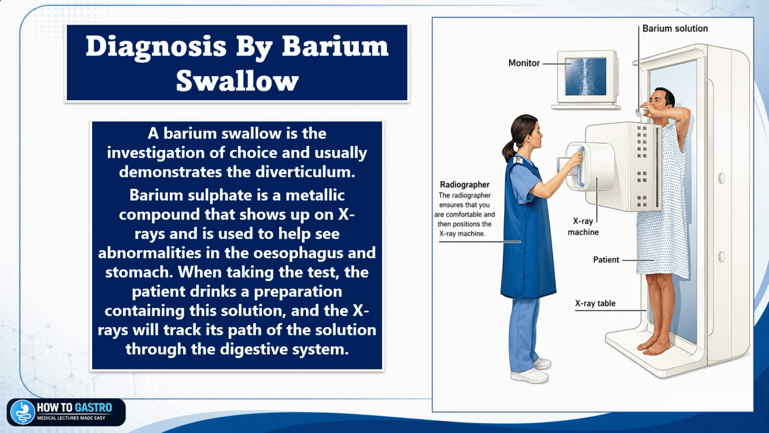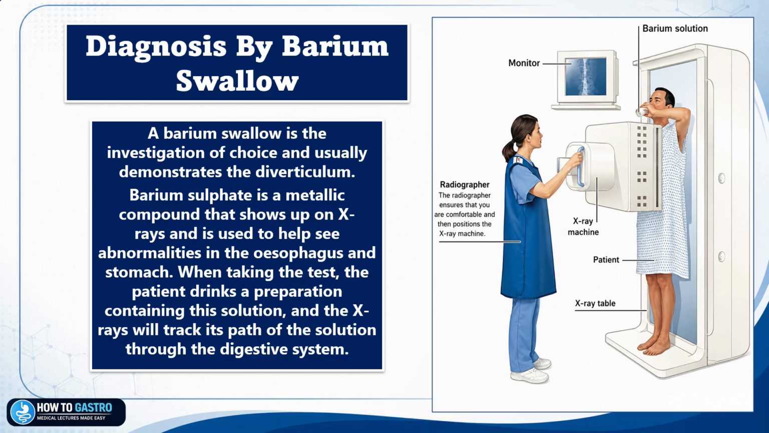So how is a Zenker's diverticulum diagnosed? We can do a diagnosis by barium swallow. A barium swallow is the investigation of choice here and usually demonstrates the diverticulum. Barium sulfate is a metallic compound that shows up on X-rays and is used to help see abnormalities in the esophagus and the stomach. When taking the test, the patient drinks a preparation containing the solution, and the X-rays will track its path through the digestive system.